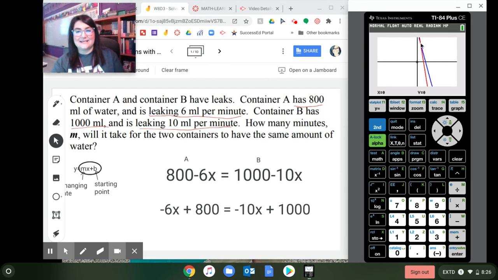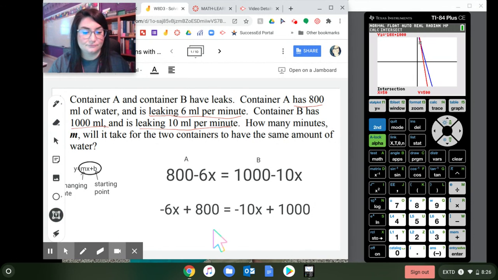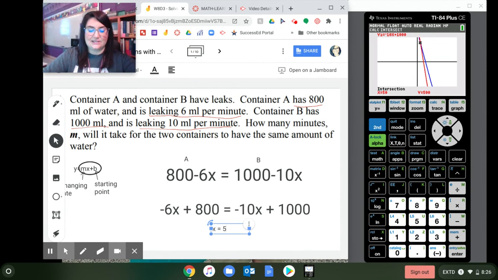Now that we can see it, we can do second trace 5, enter, enter, enter. Our x value is 50. So what that means is that at 50 minutes, they're going to contain the exact same amount of water. They're going to be equal. So that's our answer. X equals 50.